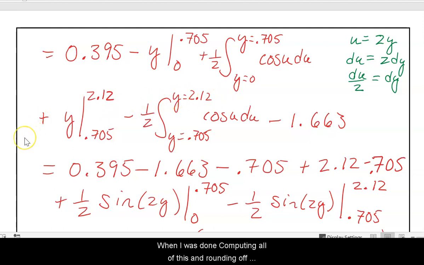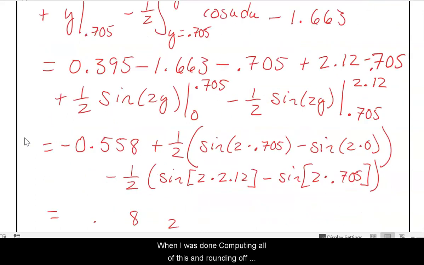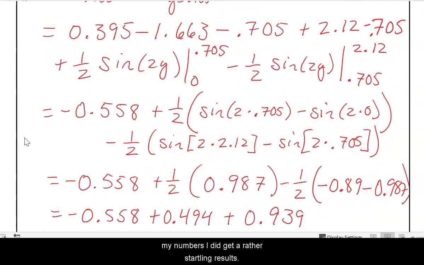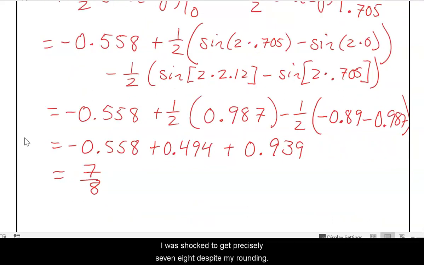When I was done computing all of this and rounding off my numbers, I did get a rather startling result. I was shocked to get precisely 7/8 despite my rounding. I am not at all confident that 7/8 is the true value, but I do know that the area must be in fact quite close to 7/8, and it is possible that it is precise, but highly unlikely due to the rounding. I hope that you have learned something about how to integrate with respect to y when finding the area between two curves.